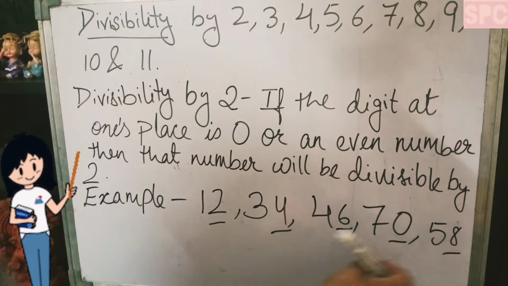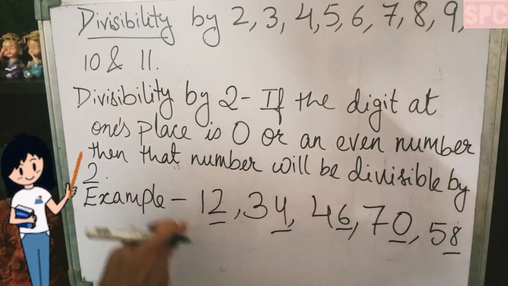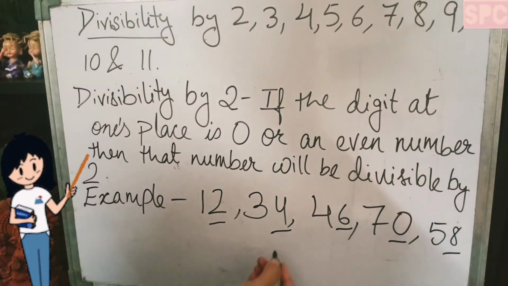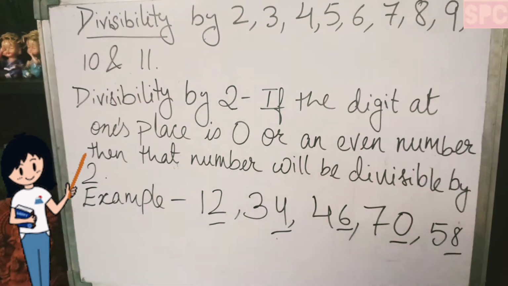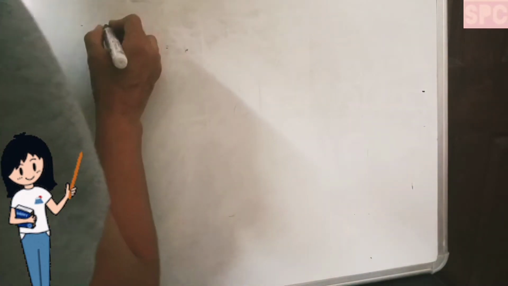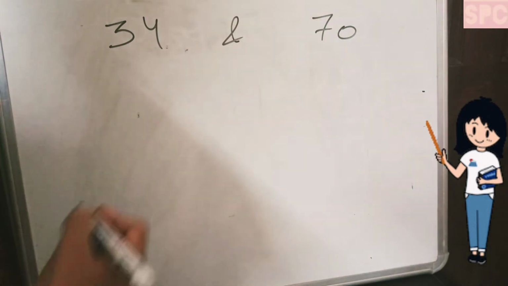So if any number is having an even number or 0 at ones place, then that number will surely be divisible by 2. Let's check this by dividing the number by 2. Here I'll take a number, suppose 34. So let's divide this number 34 and check whether it is actually divisible by 2 or not. Now we will check whether the numbers 34 and 70 are actually divisible by 2 or not. So let's divide them and check.